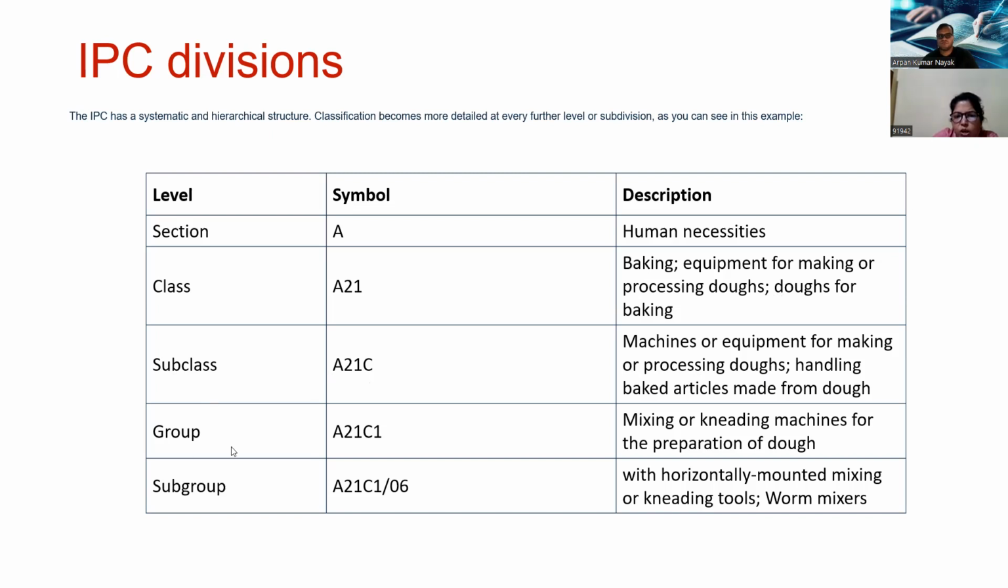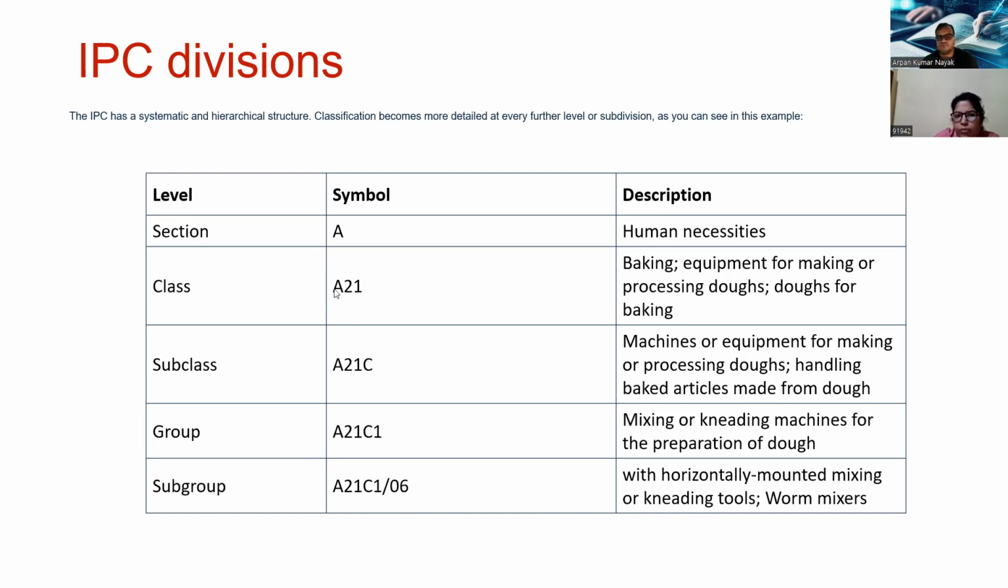After the subclass, we have a group. The group is C1, mixing or kneading machines for the preparation of dough. And after the group, we have the subgroup. Generally, if C1/00 is mentioned, that means we are talking about the main group, and there is no subgroup over there. We are just restricted over here. But after that, if a digit like 06 is there, this indicates the subgroup.